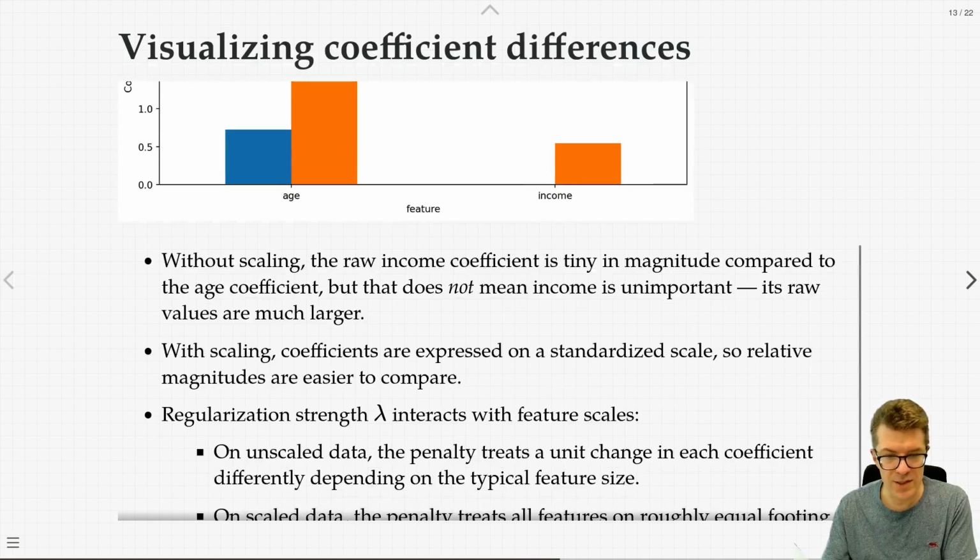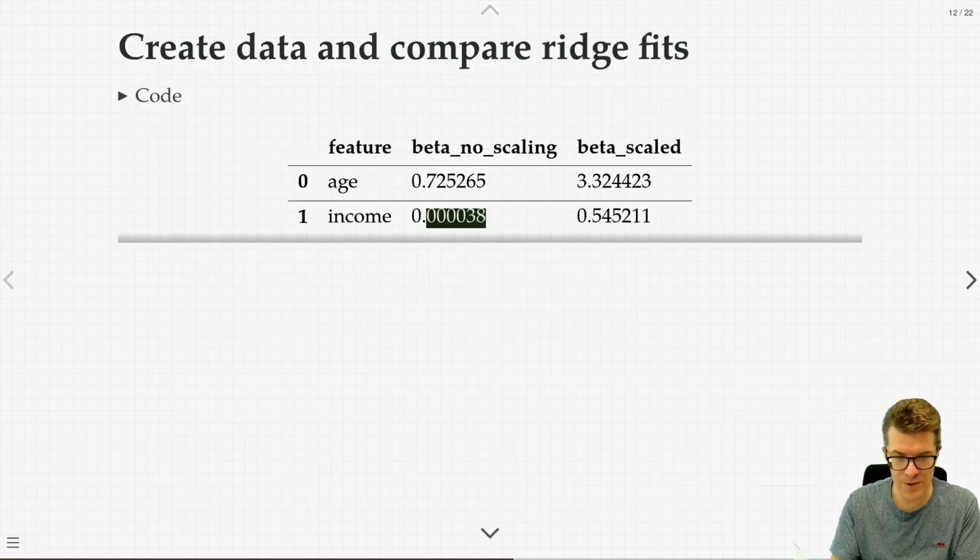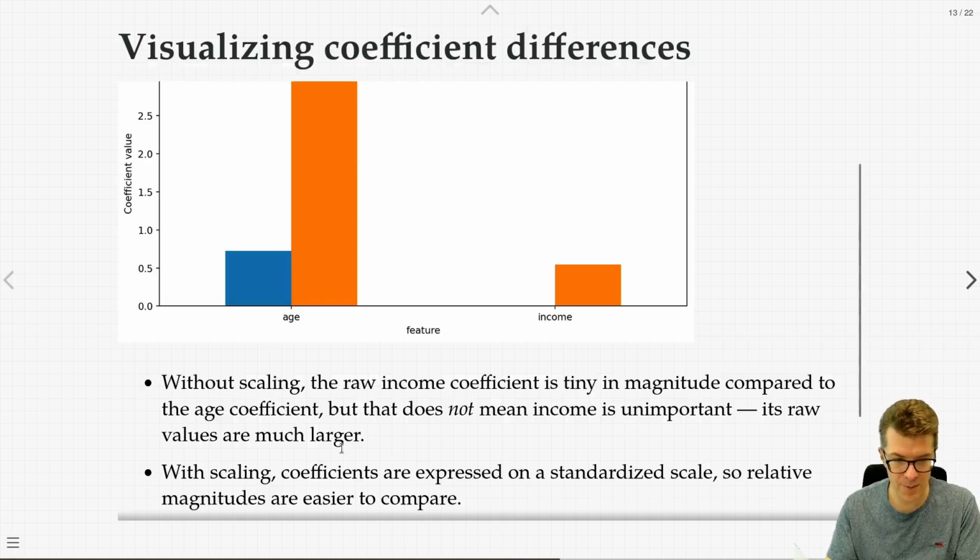Here's just a visualization of what we saw before. So without scaling, the raw income coefficient will be tiny in magnitude compared to the age coefficient, but that doesn't let us interpret that income is actually unimportant. It's just that its values are way bigger. So you have to multiply by very tiny values of beta in order to get them to be comparable.